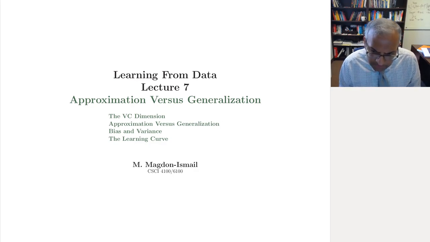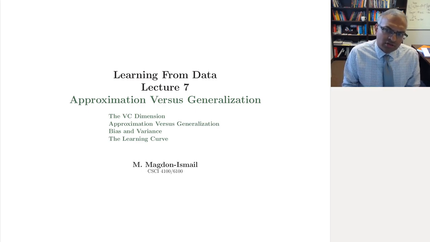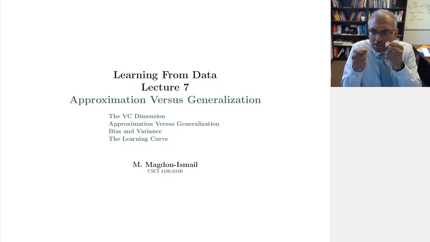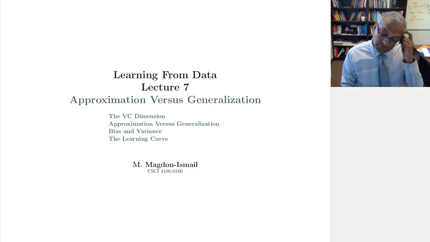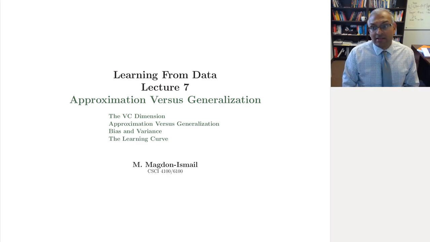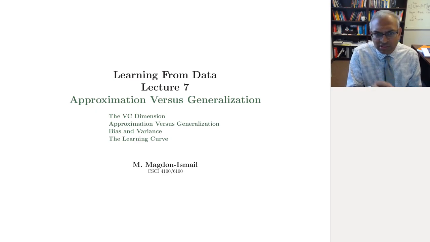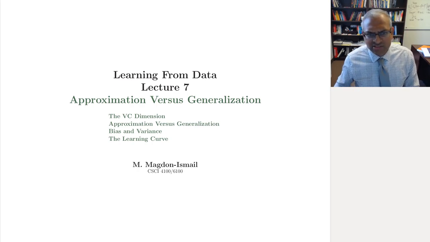Embedded in this theory, first of all, is the concept of a good and a bad hypothesis set. Second is the concept of approximation versus generalization, the tug of war between E in and E out. You want a large hypothesis set to get E in small, you want a small hypothesis set to get E in close to E out, and you need to balance this tug of war. There are choices to be made, and this gives us a principled way to make those choices. So we'll dig a little deeper in this theory, introduce the concept of a VC dimension, then study approximation versus generalization, and another way to view that whole concept, which is the bias variance analysis.